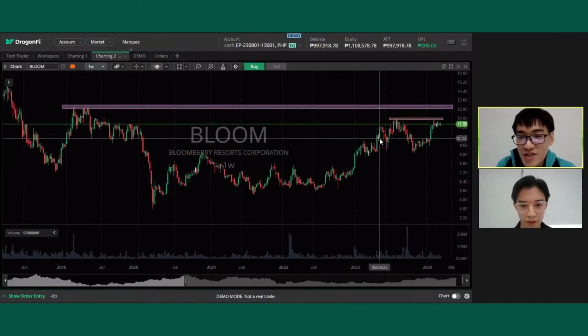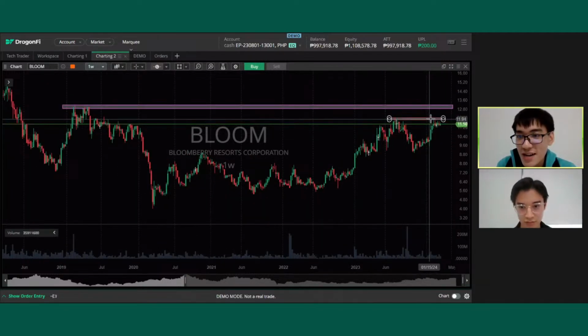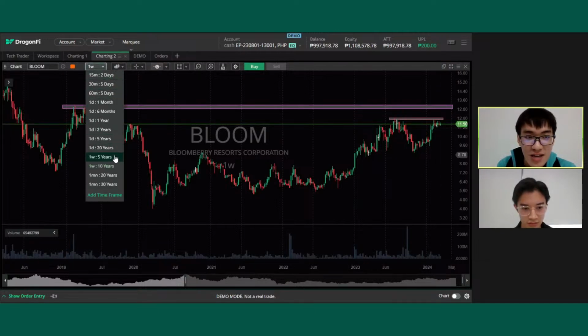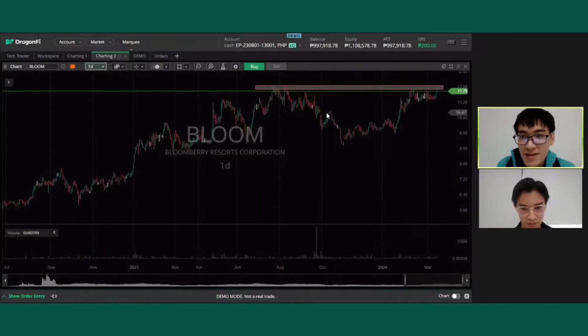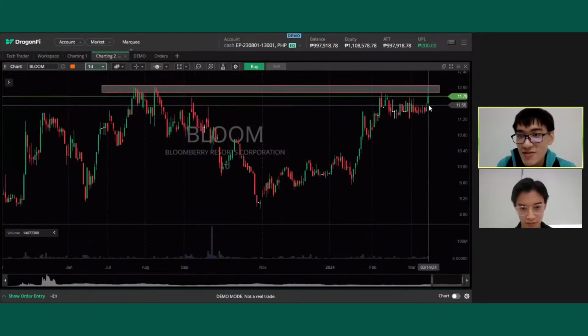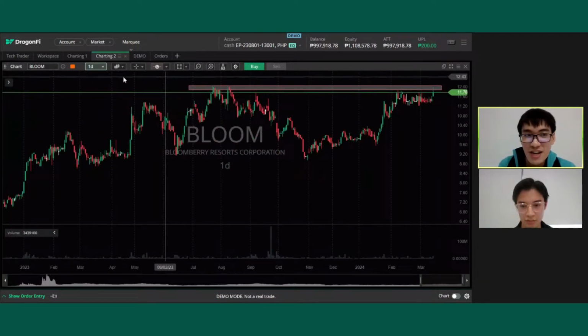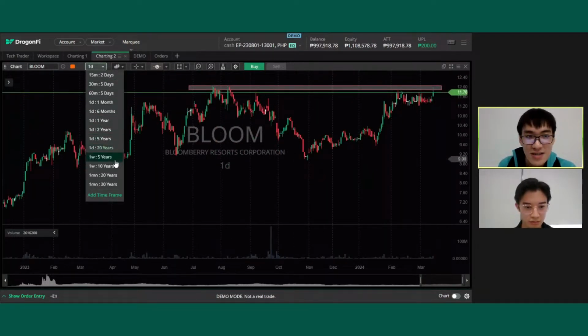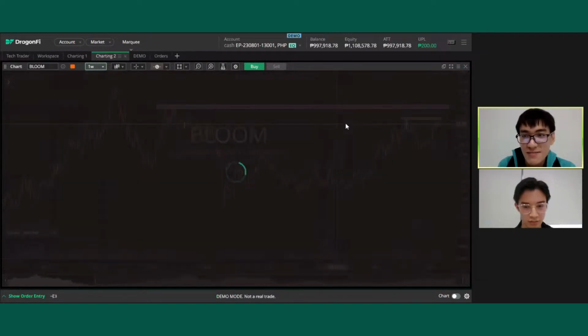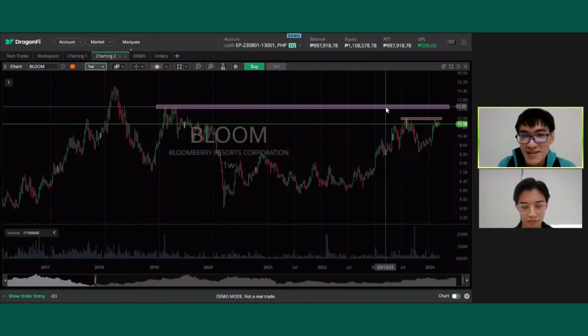So here, we have a trade plan na, di ba? We can buy the breakout at 12 pesos. In stop loss natin, pwedeng below this candle, around 11.58, ganun, below 11.6. Then our target would be here, around 13 pesos, right?